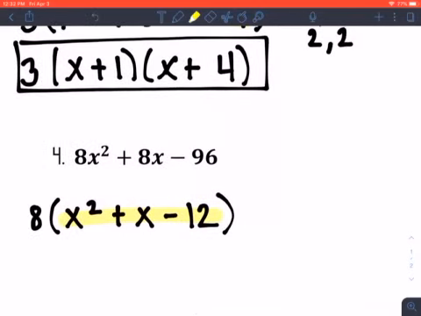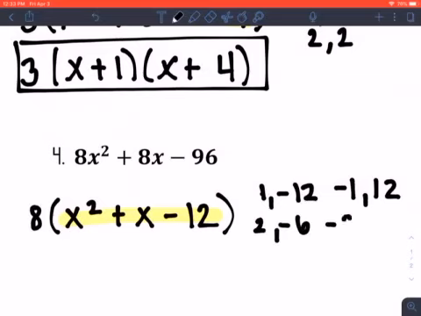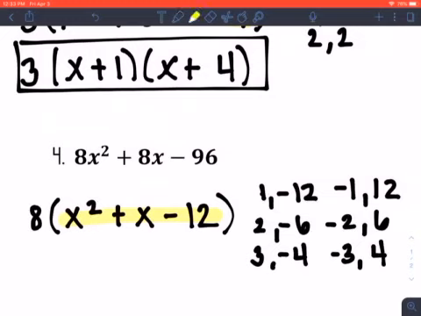So let's list things that we know that multiply to negative 12. I can say 1 and 12, 1 and negative 12, or negative 1 and 12. Other things that multiply to negative 12 are 2 and negative 6, or negative 2 and 6. Lastly, I could say 3 and negative 4, or negative 3 and positive 4. I'm looking for the combination that when I add those numbers together, I'm going to get a positive 1. The only combination that's going to work is negative 3 and positive 4.